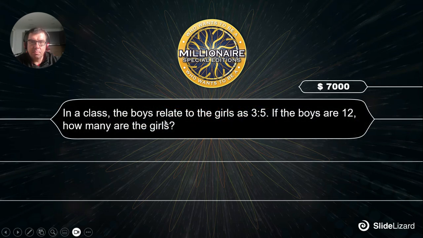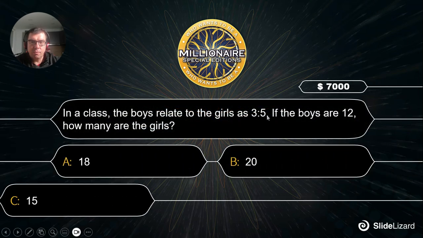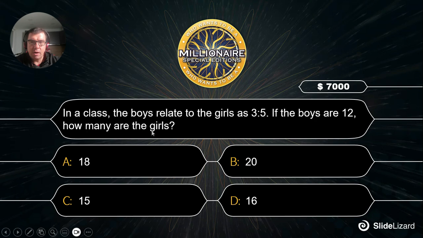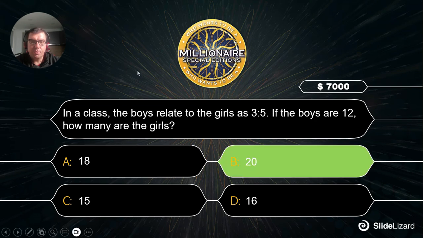In a class, the boys relate to the girls as 3 to 5. If the boys are 12, how many are the girls? Did you find B, 20? 20 is correct. By the same logic, the boys will be 3x equals 12, so x will be 4. 5 times 4 is 20 girls. Okay, 3 to 5 is the same as 12 to 20.